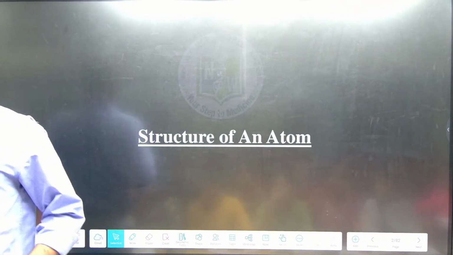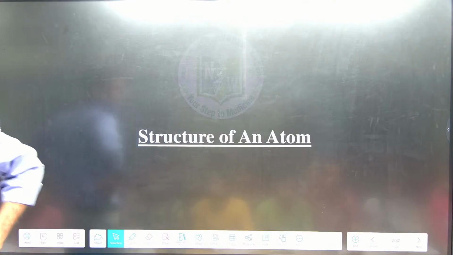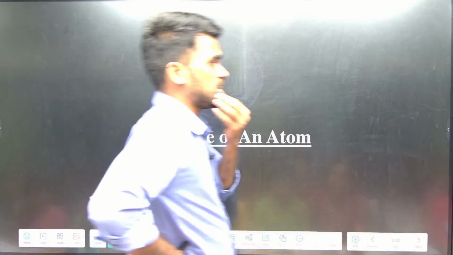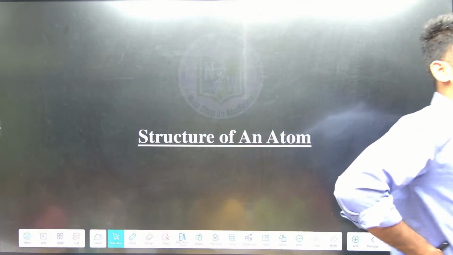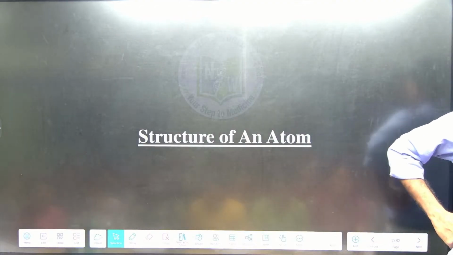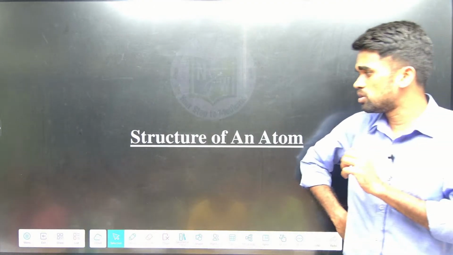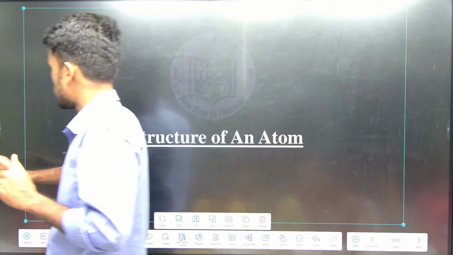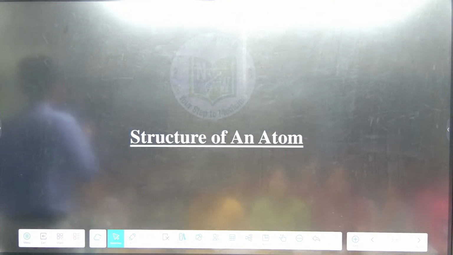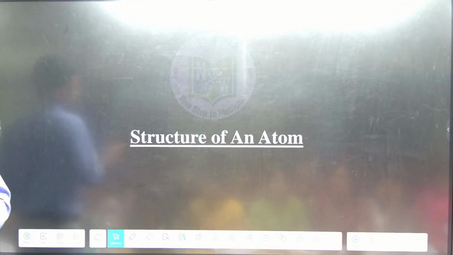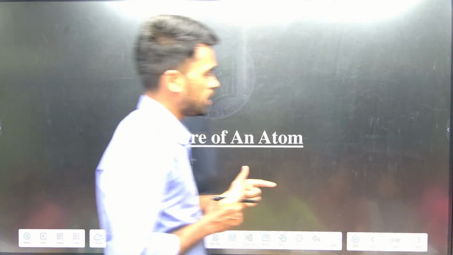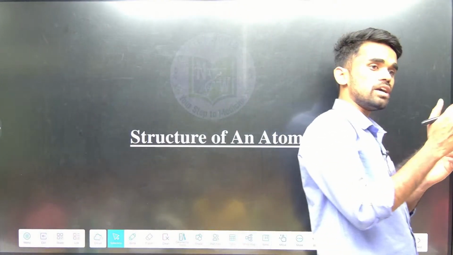So what did we discuss in the last class? The structure of the atom, some basic terms that we are using in this chapter, and also some basic atomic models, like Thomson's atomic model and Rutherford's atomic model. So today we will be discussing Bohr's atomic model.